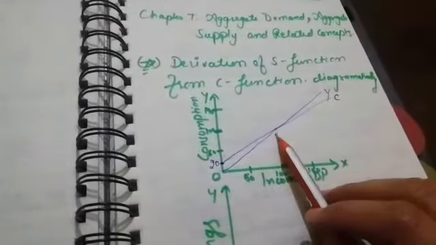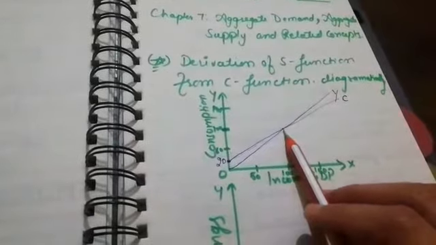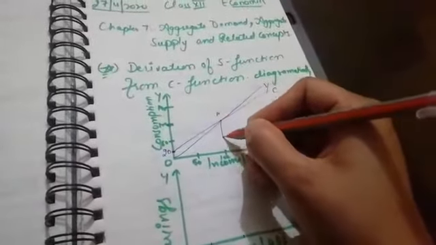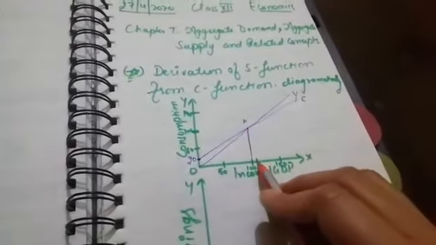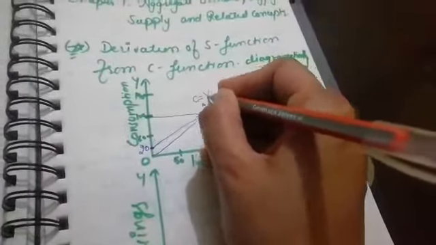Clear? Below a point consumption is more than income, but after a point income is more than consumption, and the point where they intersect is known as the break even point. In this case the break even point is A, which is at the 100 level of income. Why is it the break even point? Because at this point income and consumption are the same. Here consumption is 100 and income is also 100. So this is the break even point where consumption is equal to income.